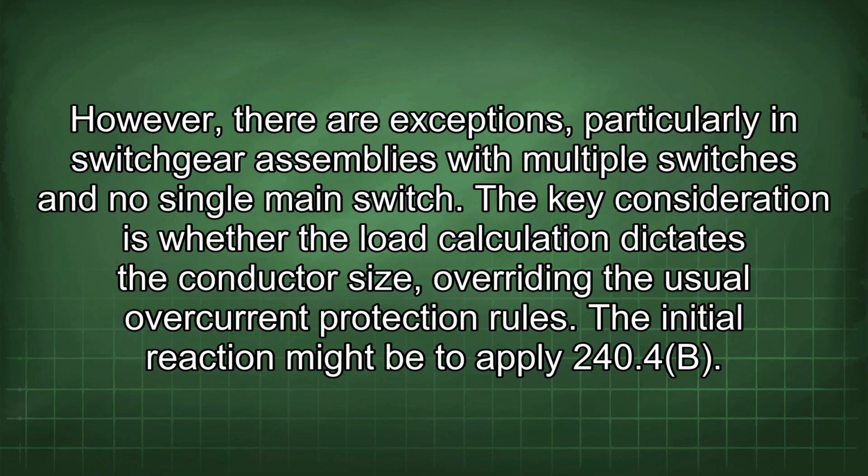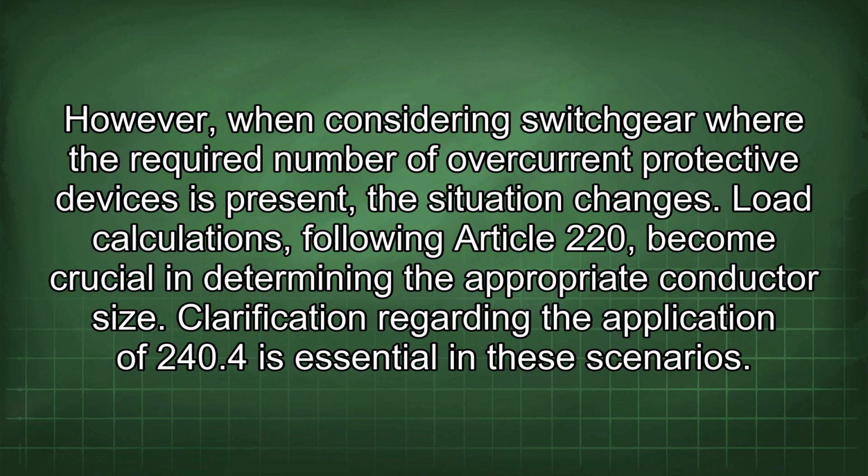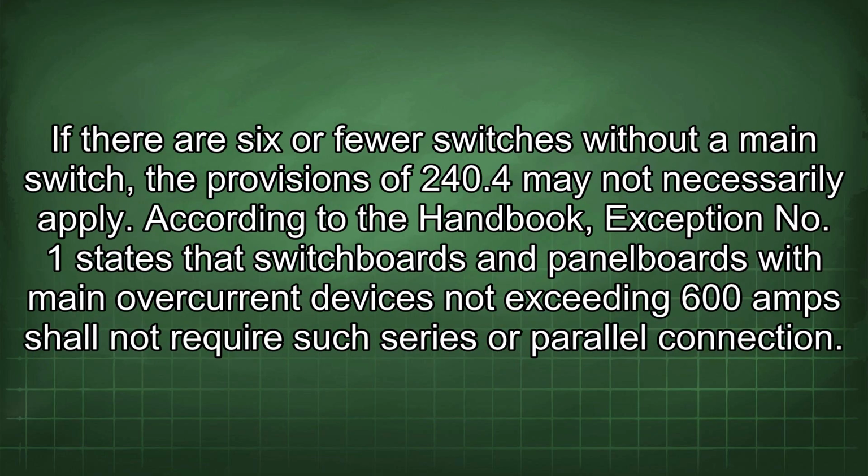The initial reaction might be to apply 240.4(B). However, when considering switchgear where the required number of overcurrent protective devices is present, the situation changes. Load calculations following Article 220 become crucial in determining the appropriate conductor size. Clarification regarding the application of 240.4 is essential in these scenarios. If there are 6 or fewer switches without a main switch, the provisions of 240.4 may not necessarily apply.